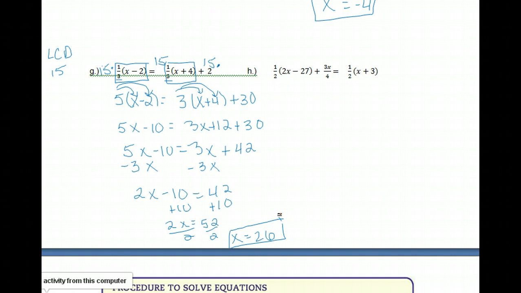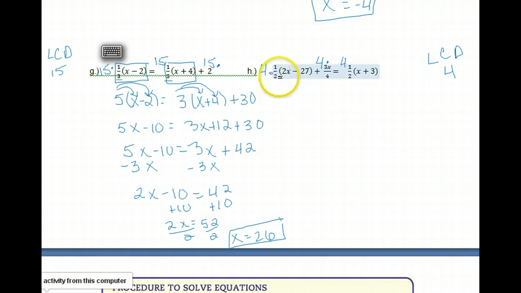Letter H is very similar. We're starting out with just 3 terms because our fraction is being multiplied to a quantity. So you want to identify your LCD and then simply multiply that LCD to each term to start out with. Our LCD here is 4. So we're going to multiply 4 to that term, 4 to this term, and then 4 to that term.